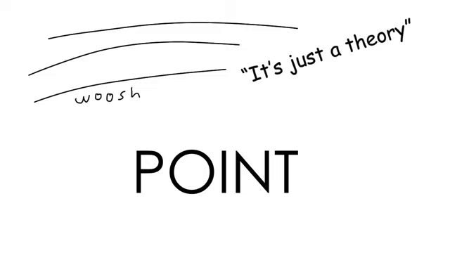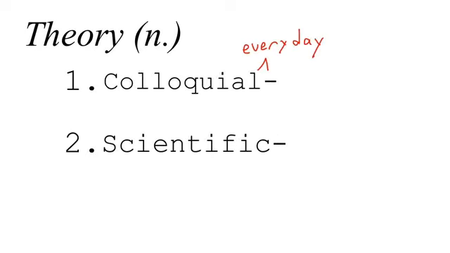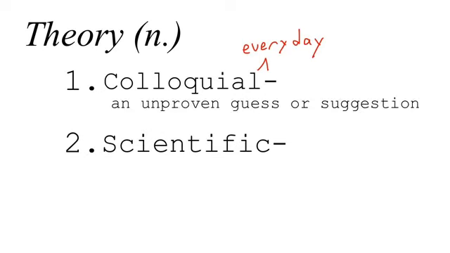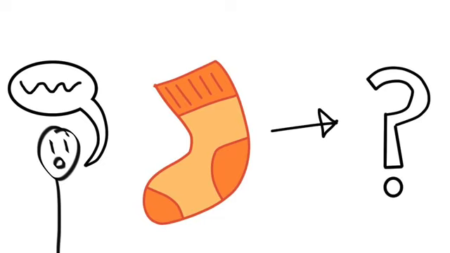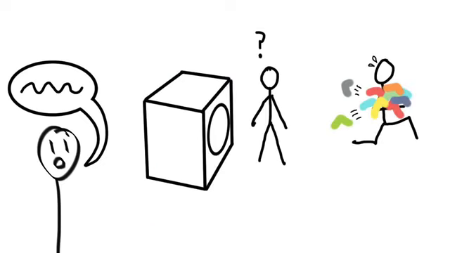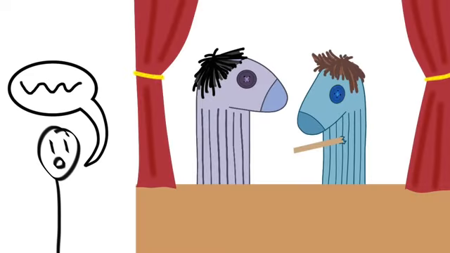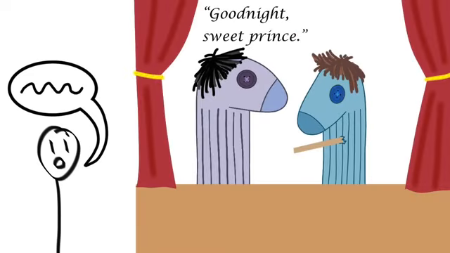What this myth comes down to is that there are a couple different definitions of the word theory, and the people who say it's just a theory are using the wrong one. The two definitions in play are the colloquial, or everyday definition, and the scientific definition. The colloquial definition of a theory is an unproven guess or suggestion. For example, my theory about why my socks keep going missing is that someone down at the laundromat is secretly stealing my socks to stage an elaborate sock puppet production of Hamlet.